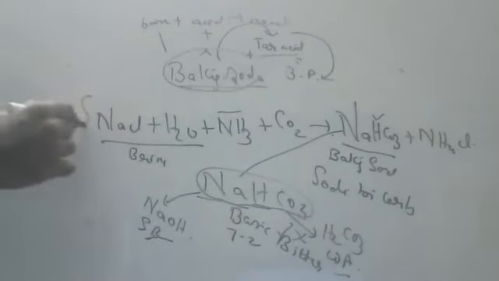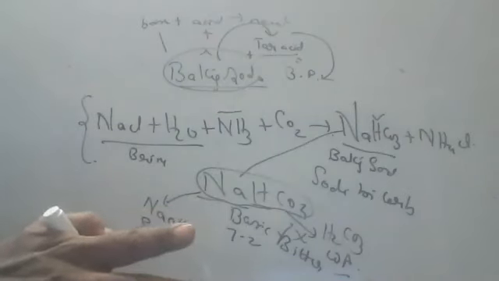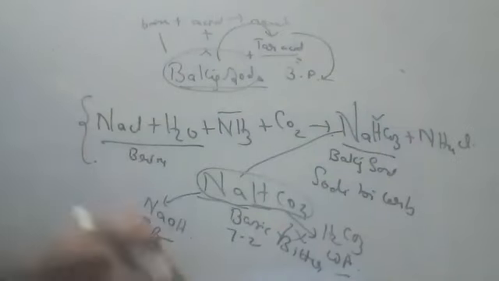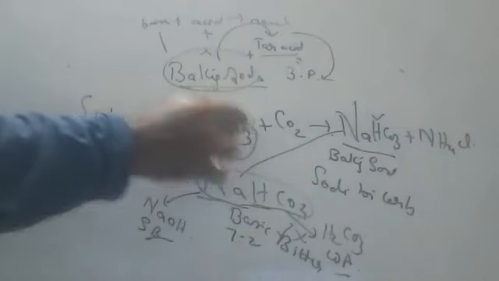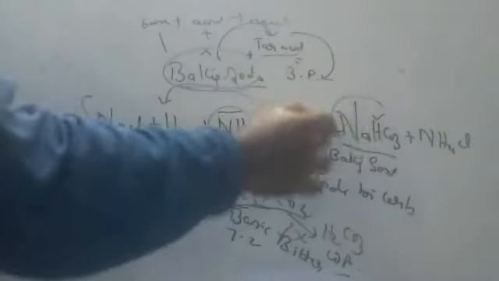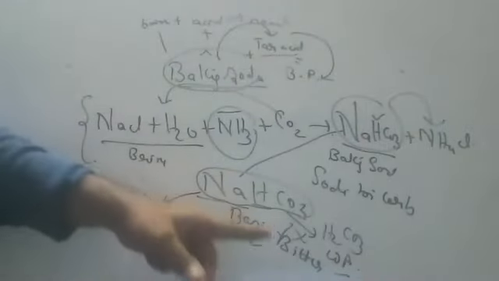So, how do you prepare baking soda? This is the acids and bases lesson, children, the second lesson in chemistry. You take brine. Into the brine, you pass ammonia. Into the ammonia, you pass carbon dioxide. Then you will get baking soda plus ammonium chloride. That is how you prepare it. Since it is a weak base, it is bitter in taste.